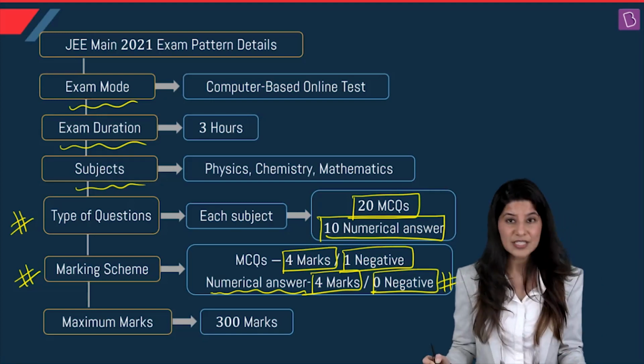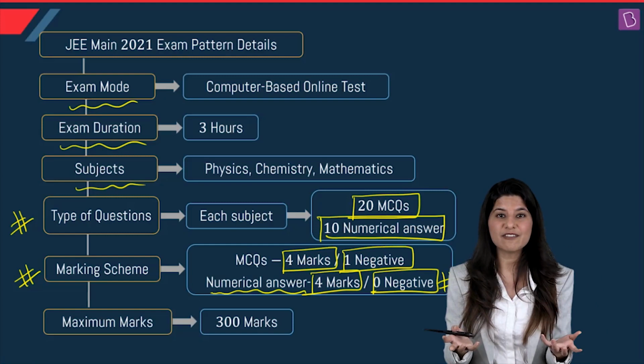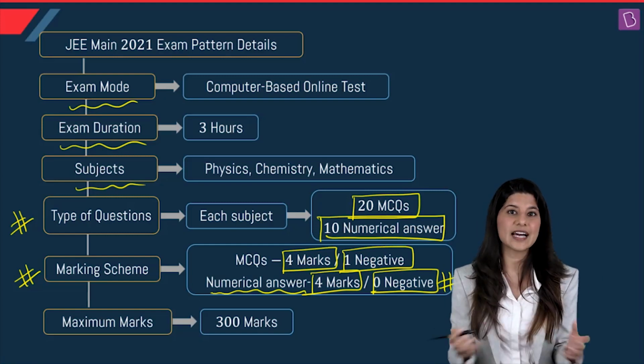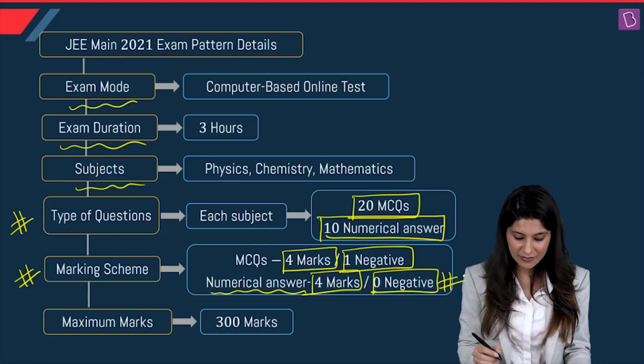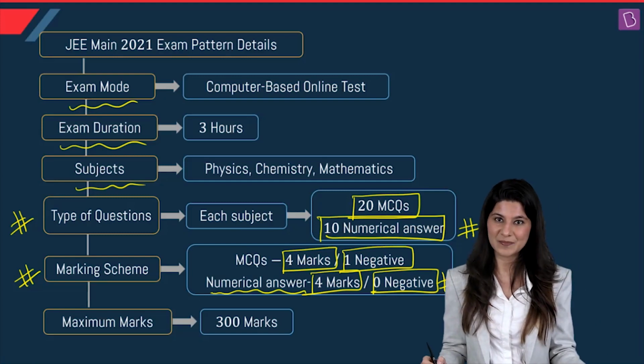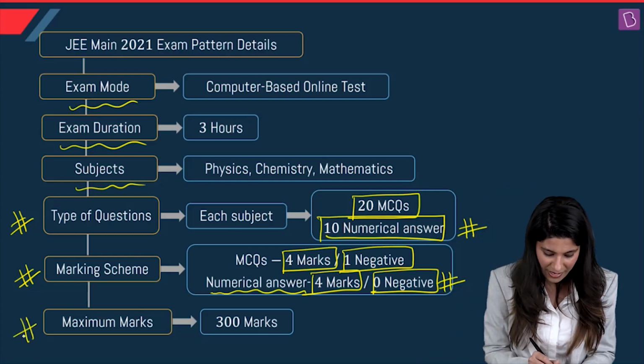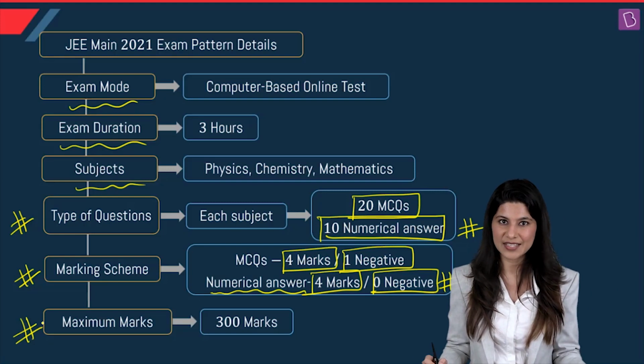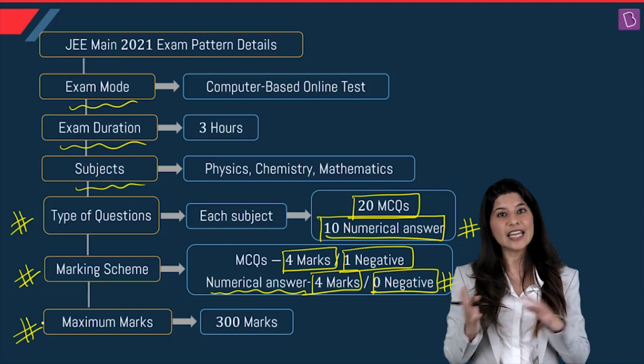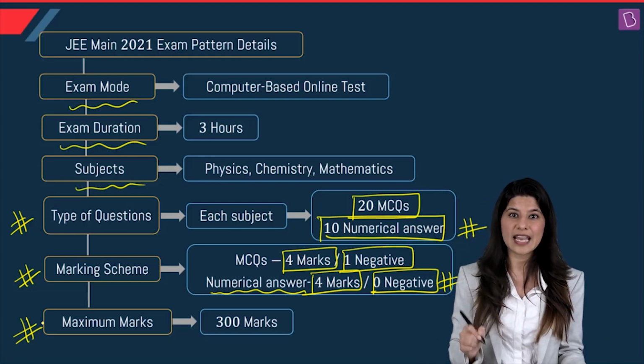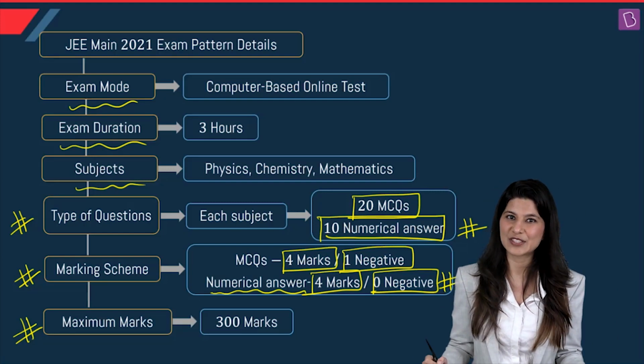Best part, because there is no negative marking, you can always attempt the question. Let's not leave section 2 unattempted. And of course, the maximum marks of the paper was 300. Now let's dive into the detailed paper analysis of the mathematics section.